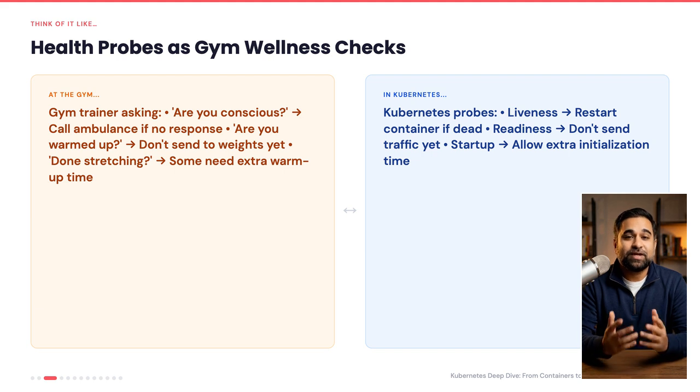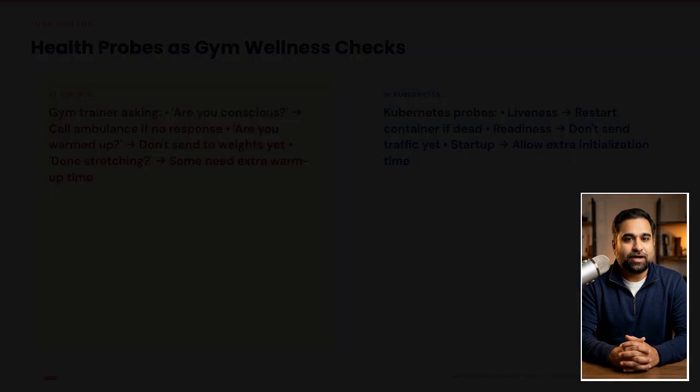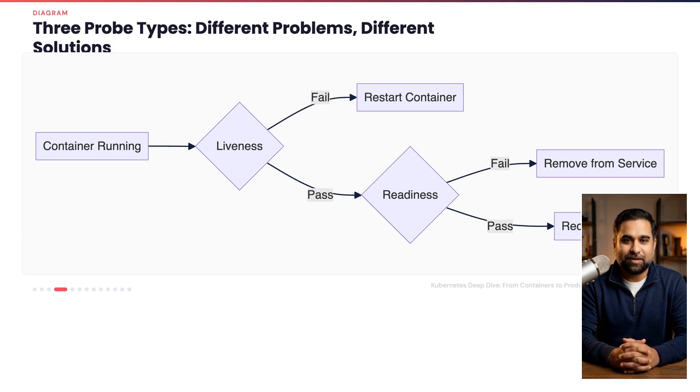Let's get specific about each probe type. Liveness probes answer one question: is my application alive? If the liveness probe fails repeatedly, Kubernetes kills the container and starts a new one. This handles deadlocks, infinite loops, and situations where restarting is the only fix. Readiness probes answer a different question: is my application ready to receive traffic? If the readiness probe fails, Kubernetes removes the pod from service endpoints. Traffic stops flowing to it, but the container keeps running. This is perfect for temporary overload, database connection issues, or waiting for dependencies.